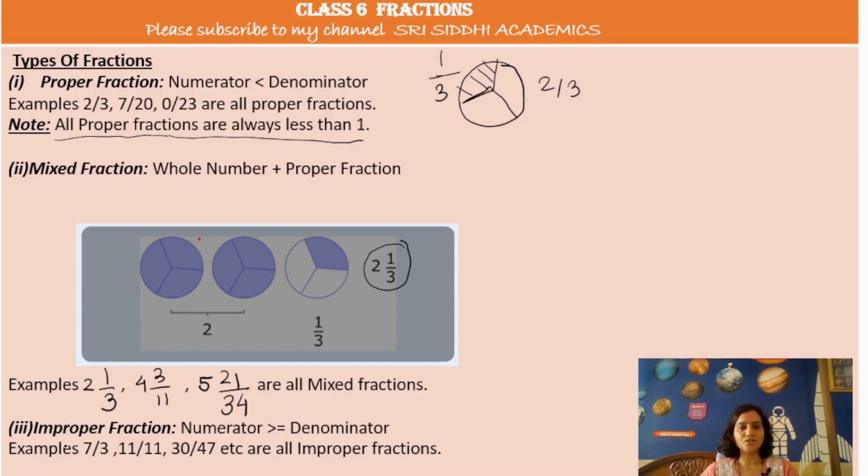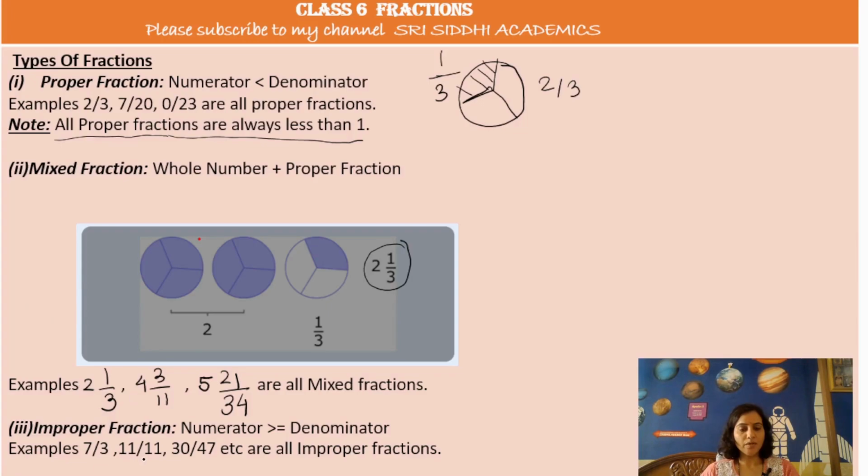Third kind of fractions is improper fraction. Improper fraction is nothing but another way of writing a mixed fraction. Okay, they are one and the same thing. Okay, mixed fraction जैसे कि 7/3 where numerator is greater than or equal to denominator. यहाँ पर numerator जो है बड़ा है denominator से, so it is a improper fraction. I'll just remove this line here.